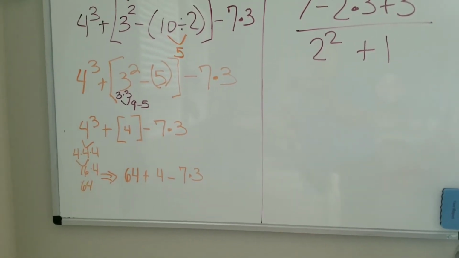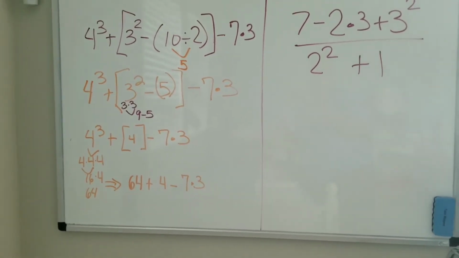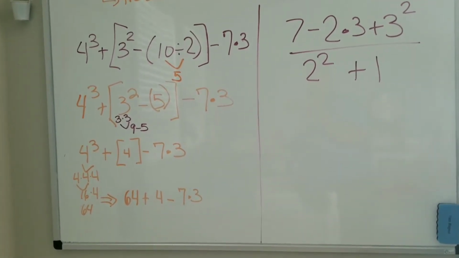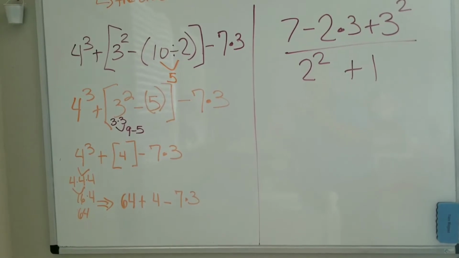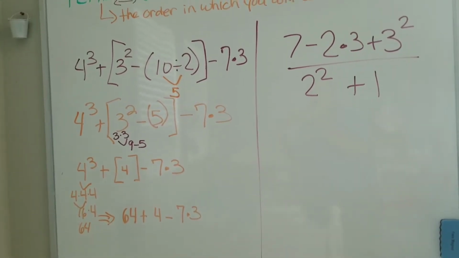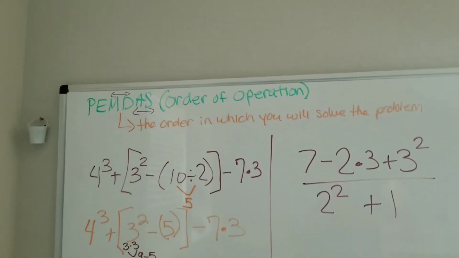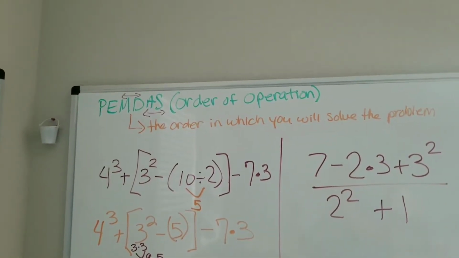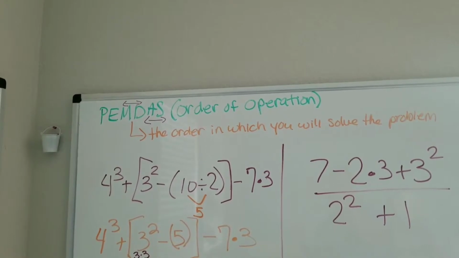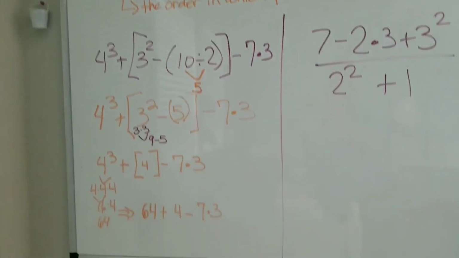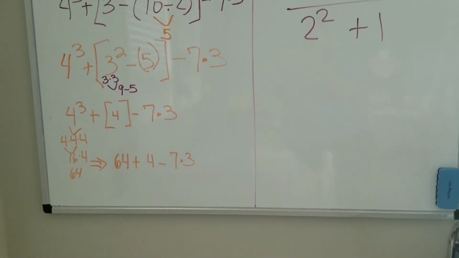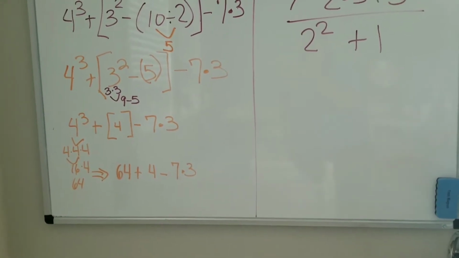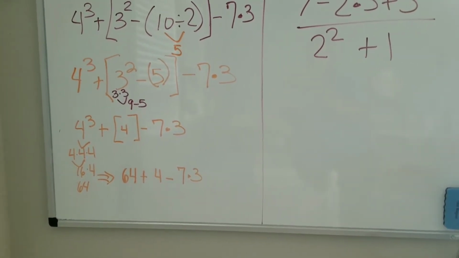So what do we do next? What else do you see in this problem that we have to solve? 7 times 3. Excellent. We did remember PEMDAS. We did parentheses and all the brackets. We did all the exponents. Now we're doing multiplication and division from left to right. Is there any division here? No, it's only multiplication. So what is 7 times 3? 21. Excellent. So we're going to solve that.